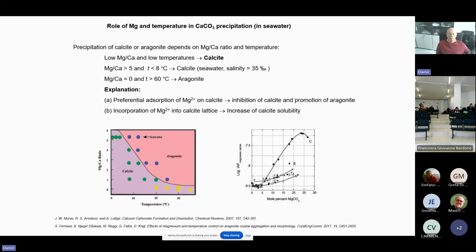We already mentioned the role of magnesium on precipitation of calcium carbonate in seawater.